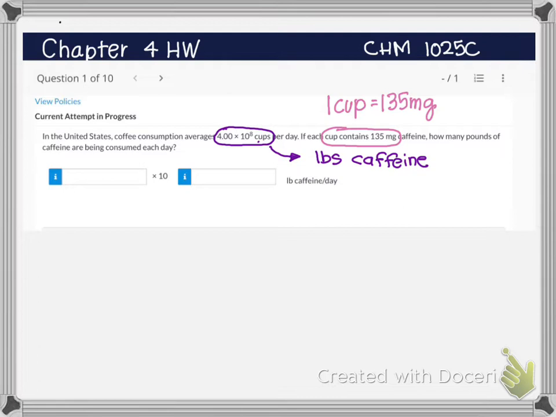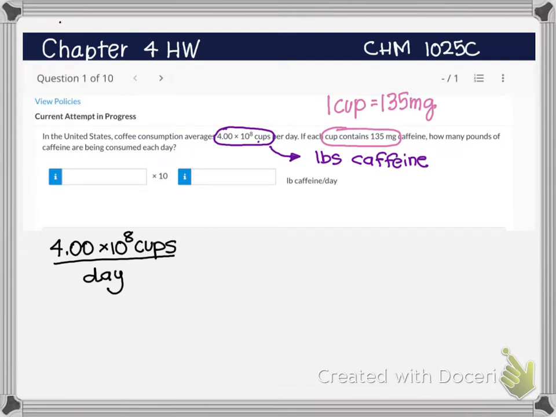So let's start the problem like we would any conversion problem by writing down what we're given. So we know we have 4 times 10 to the 8th cups, and it is per day. I'll write it over day. That's what per means, per 1 day. We're not going to have to do anything with that because if you look, they want pounds per day, so that day is just going to stay there.